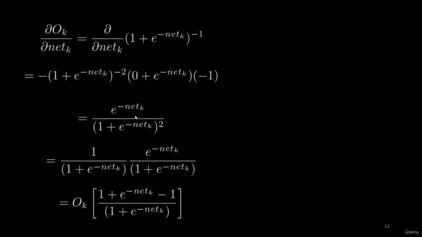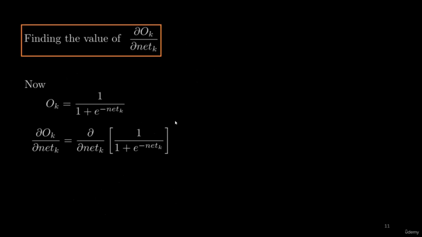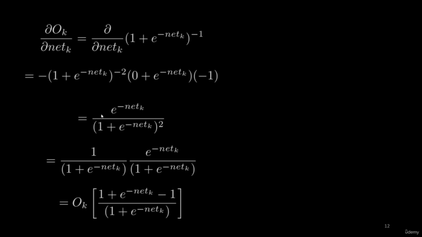Now we can see that we have a square here. Since we have a square, we can split it into two terms: this is the first term and this is the second term. And here we multiply by 1, because if we multiply something by 1, it will not change its value. Now what is this? It is 1 over 1 plus e raised to the power minus net_k. If we go back, we can see this term is O_k.